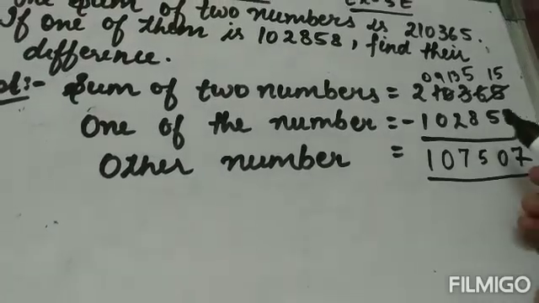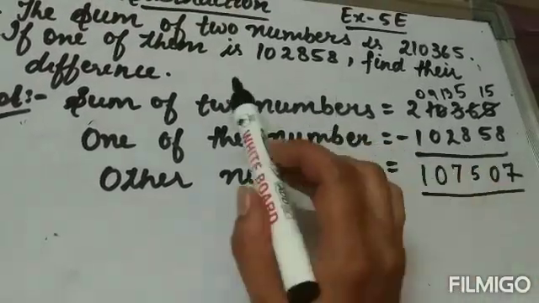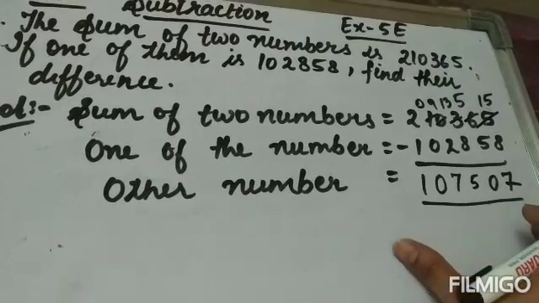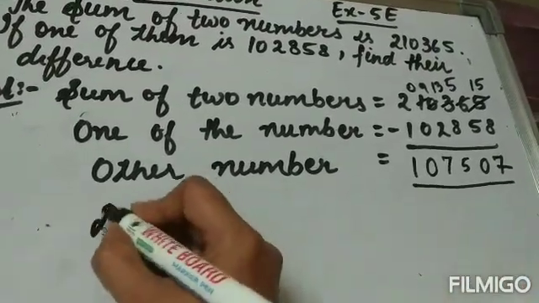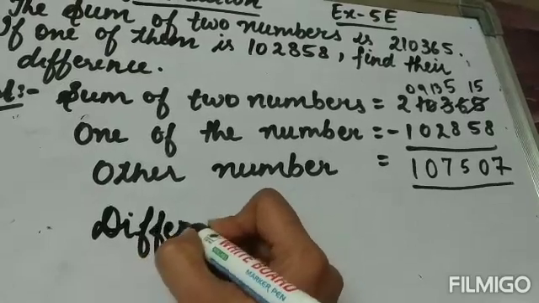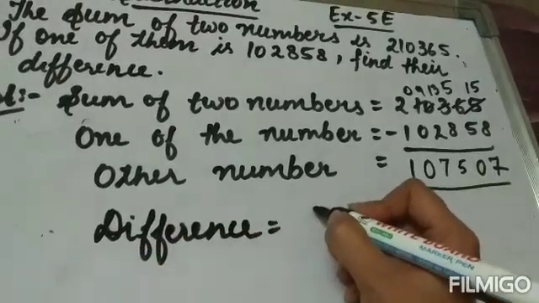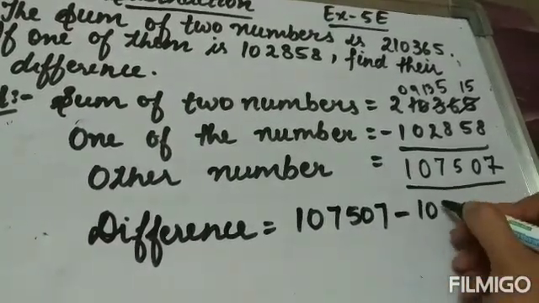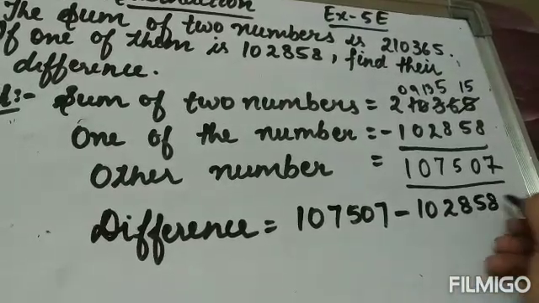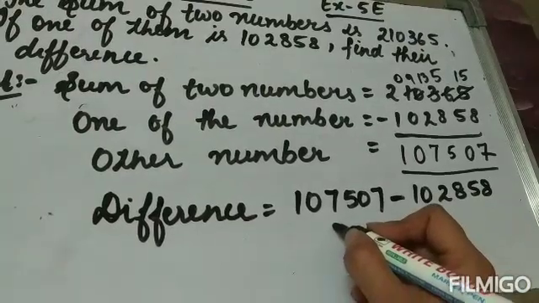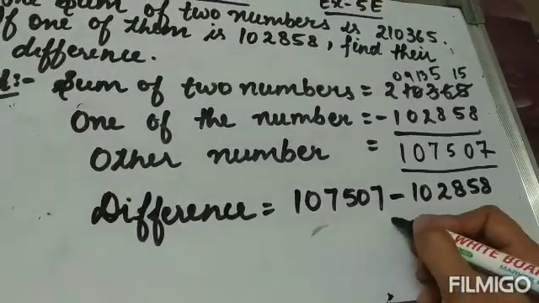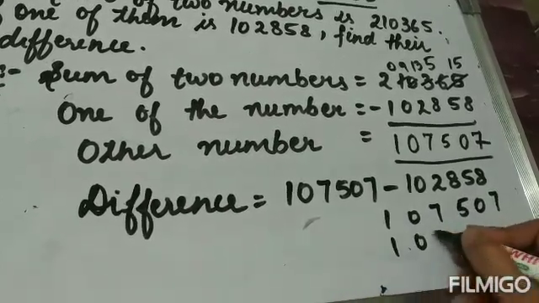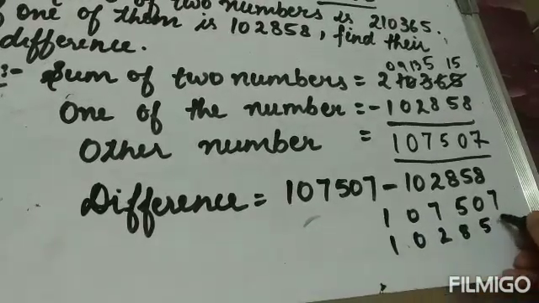Means we have to find the difference between these two numbers. Means the first number is given to us and the other number we get after solving it. We have to find the difference between these two numbers. So the difference is, we will subtract 1,07,507 minus 1,02,858. We will subtract these two numbers. So start subtracting. 1,07,507 and 1,02,858.